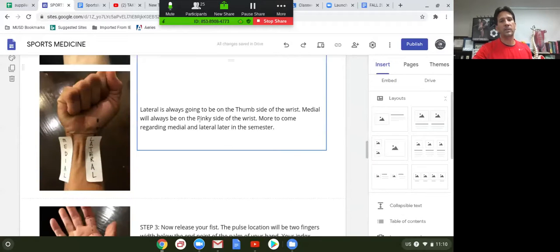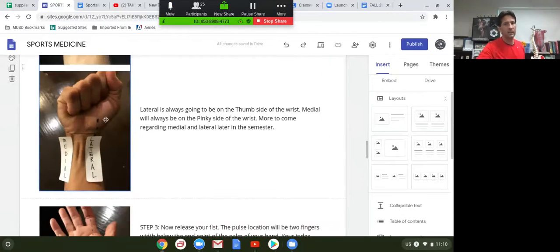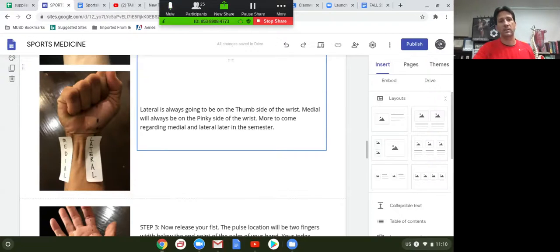Again, lateral is always going to be on the thumb side. Medial will always be on the pinky side of the wrist. Okay, medial, pinky, lateral, thumb. More to come regarding medial and lateral later in the semester.